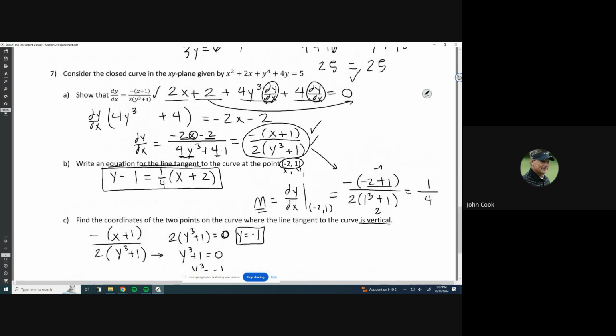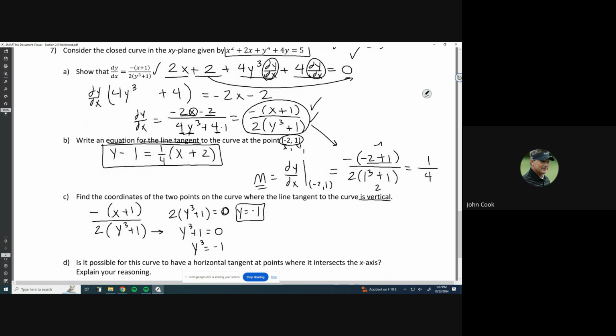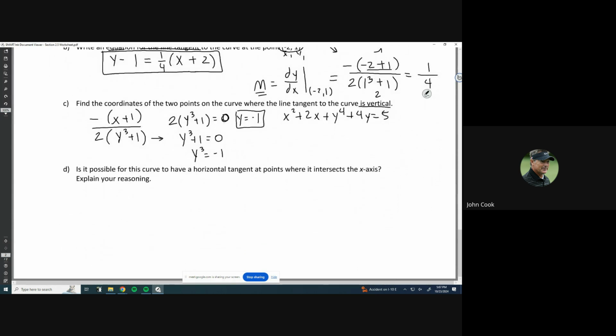Then we have to go back to our original equation. We plug in for y and solve for x. It's going to be x squared plus 2x plus y to the fourth plus 4y equals 5. Let's write it there so I can use it for part D as well. So if I plug in negative 1 for y, I get x squared plus 2x plus negative 1 to the fourth, plus 4 times negative 1 equals 5. And my goal is to solve for x.